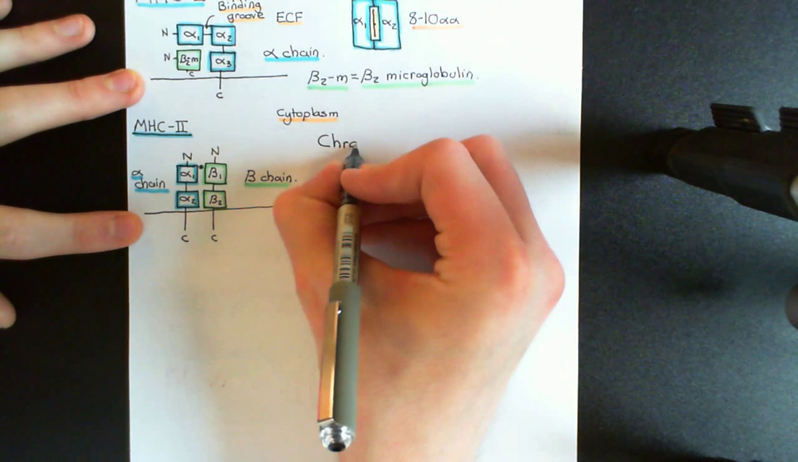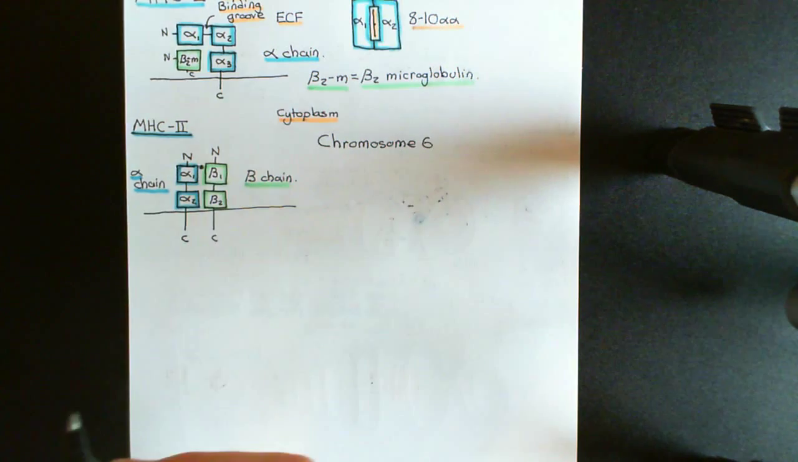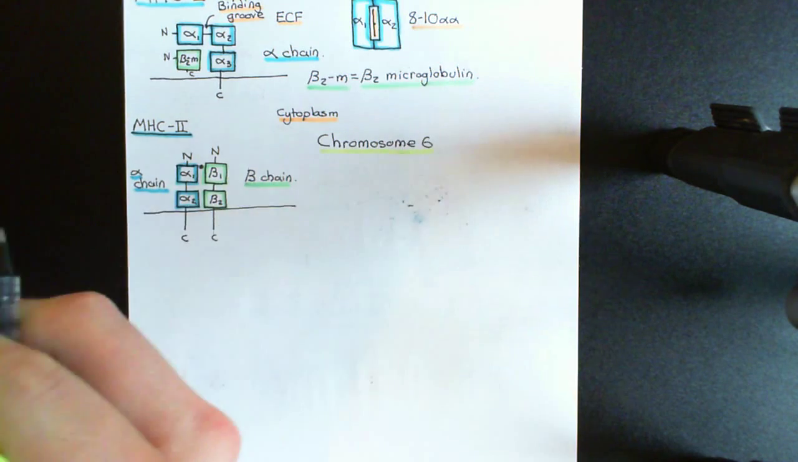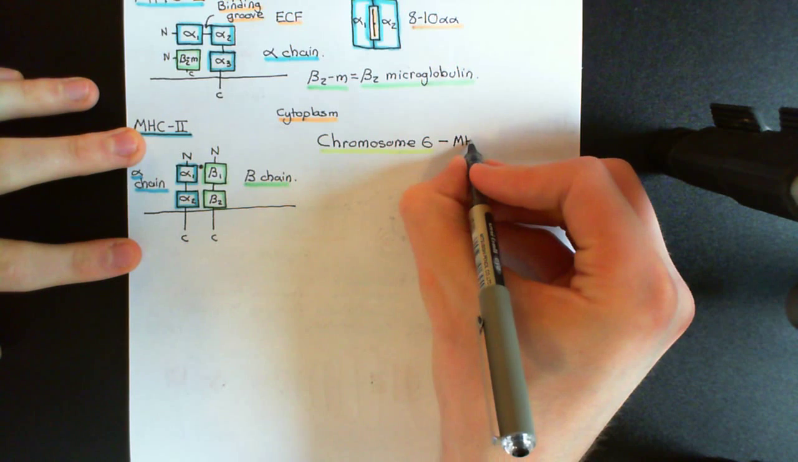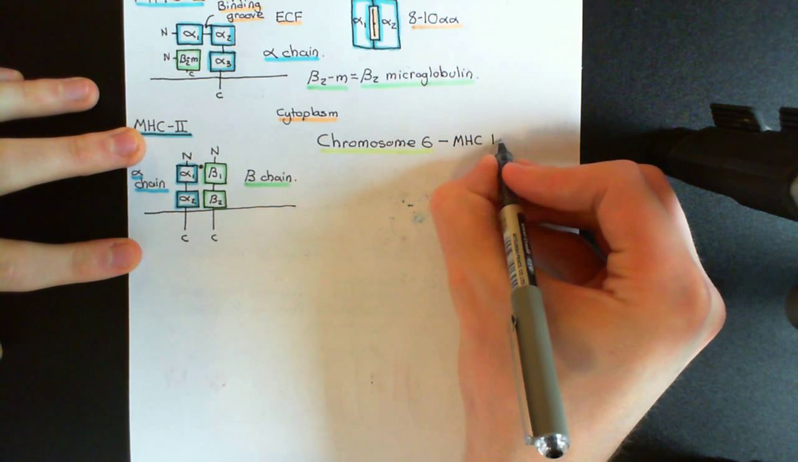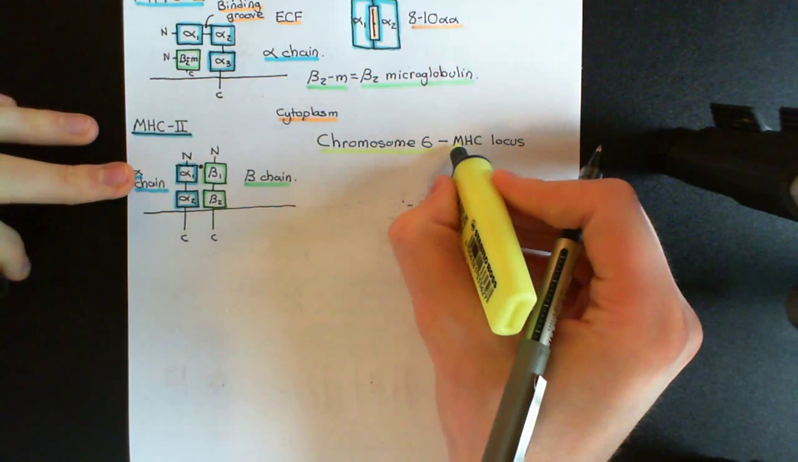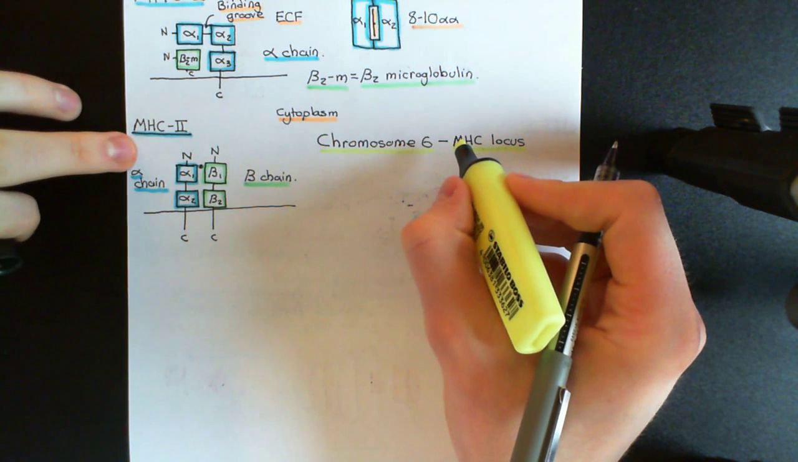I'm going to have a look at chromosome 6. On chromosome 6 there is a specific locus known as the major histocompatibility complex locus, the MHC locus. And of course you have two chromosome 6s, a paternal chromosome 6 and a maternal chromosome 6, and on both of those you will have this MHC locus, and this MHC locus contains all the DNA which is going to make both MHC class 1 and MHC class 2 complexes.